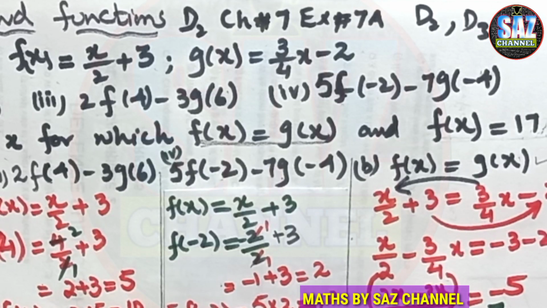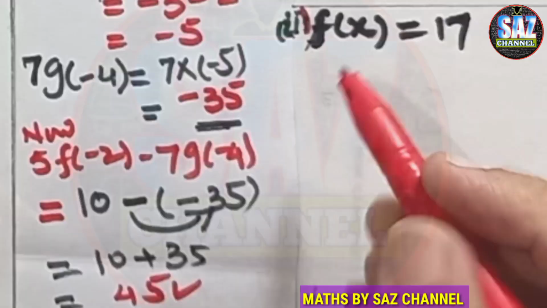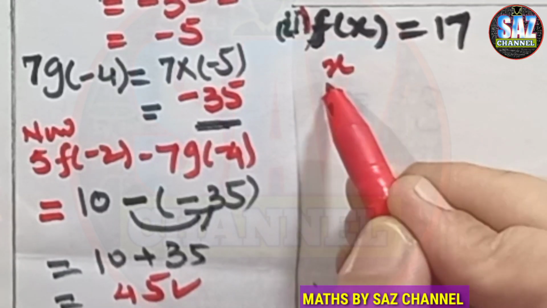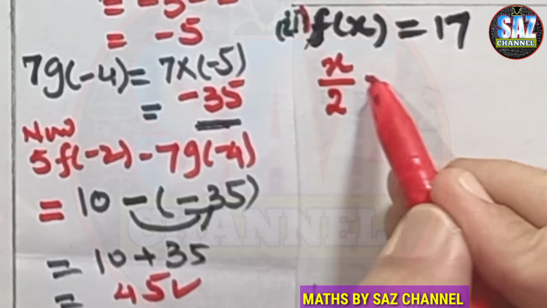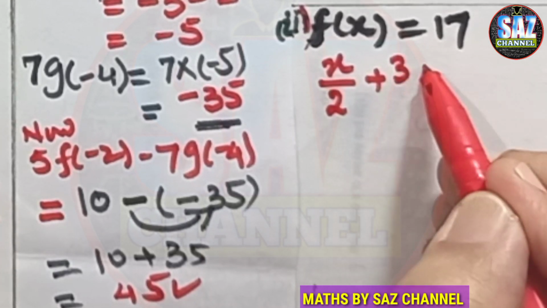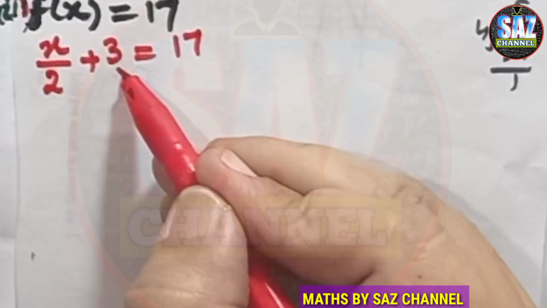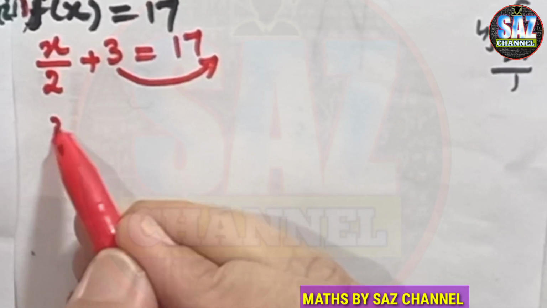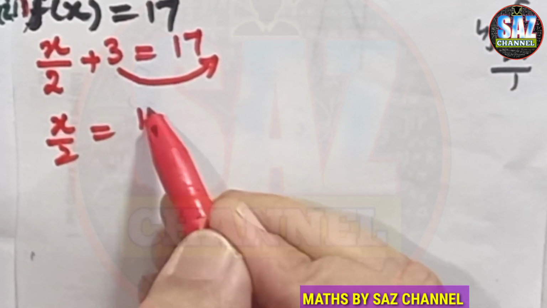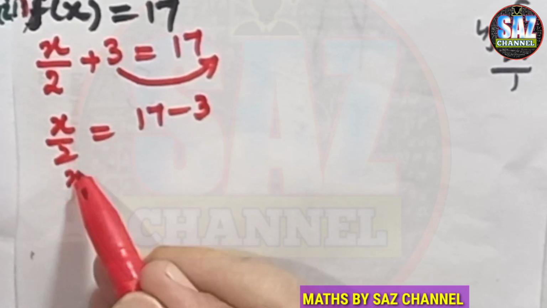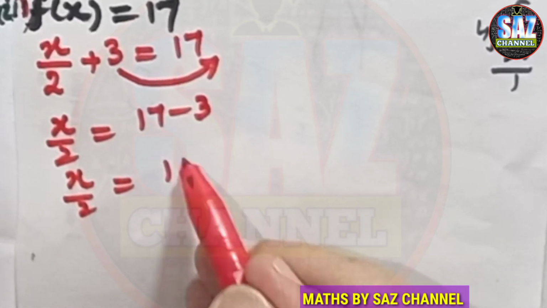The next part of this question says: find the value of x for which f of x equals 17. Now in order to find the value of x for this part, we just have to take the function f and equate it to 17. So the equation will take the form x/2 plus 3 equals 17. Very easy question. Shift 3 to the other side. x/2 equals 17 minus 3. x/2 equals 14.